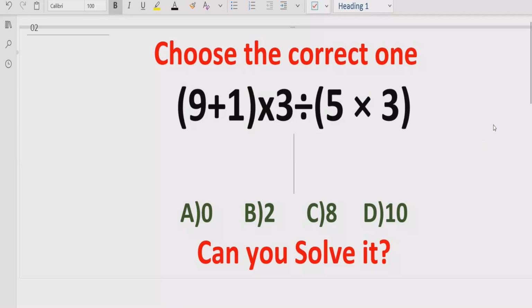Today we will solve another quiz which is related to arithmetic expression. The quiz contains the basic operations: plus, multiplication and division. So we have to solve this quiz using the PEMDAS and BODMAS method and find out the correct answer. In the answer list we have 4 answers. A is 0, B is 2, C is 8 and D is 10. So let's see after solving it which answer is correct.